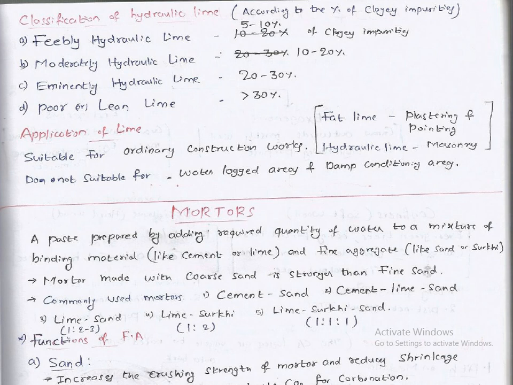Mortars. A paste prepared by adding the required quantity of water to a mixture of building materials like cement or lime and fine aggregate like sand or surkhi. Mortar made with coarse sand is stronger than that made with fine sand. Commonly used mortars: cement sand, cement lime sand, lime sand, lime surkhi 1:2, lime surkhi sand 1:1:1.